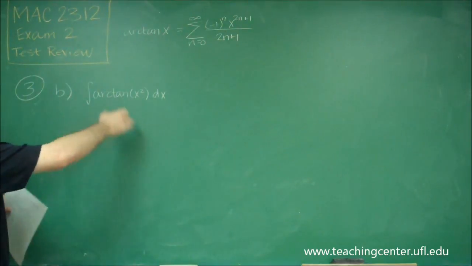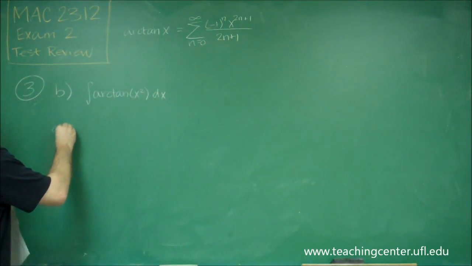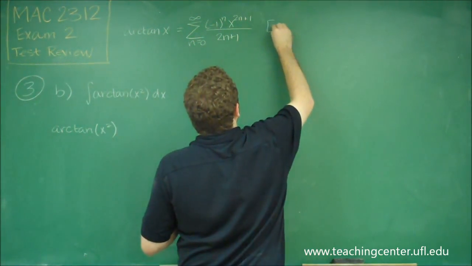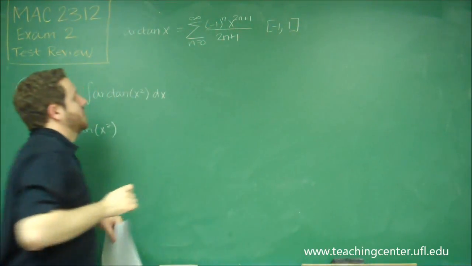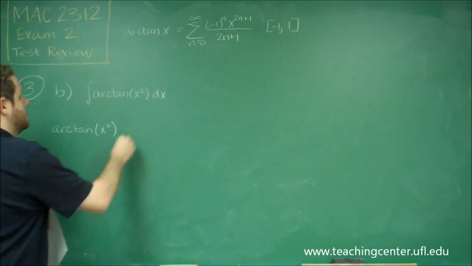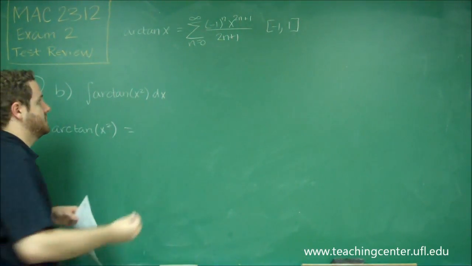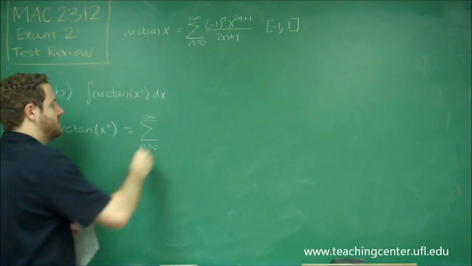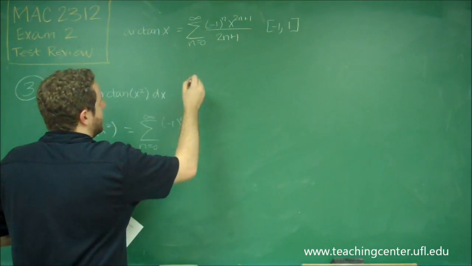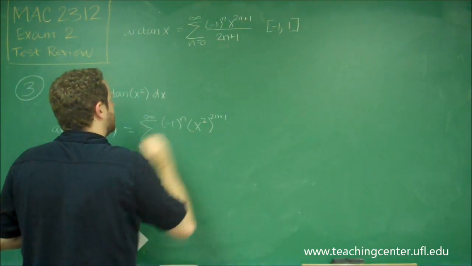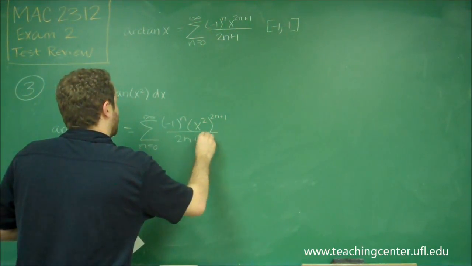So if we want to find the integral of arctan of x squared, first we need the series for arctan of x squared. And remember that the interval of convergence for the arctan series is negative 1 to 1 in brackets. You can include the endpoints. So arctan of x squared is just going to be substituting x squared everywhere there was an x. So that series, n equals 0 to infinity, negative 1 to the n. So instead of x, we're going to have x squared raised to the 2n plus 1 over 2n plus 1.